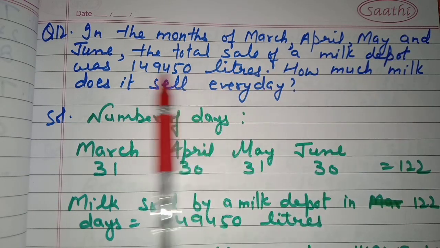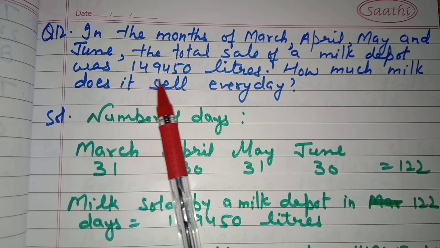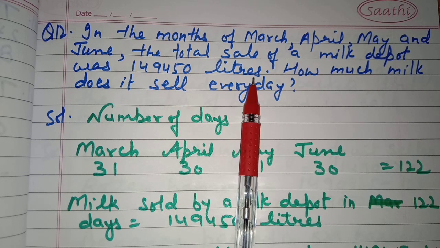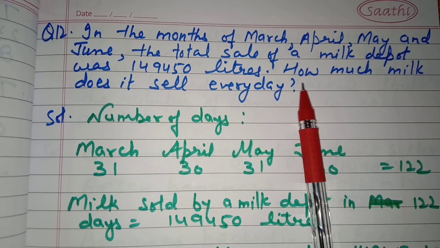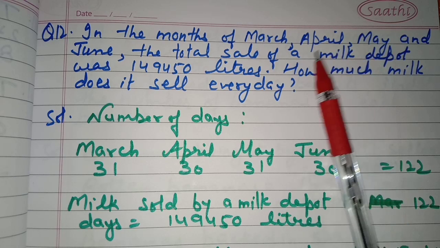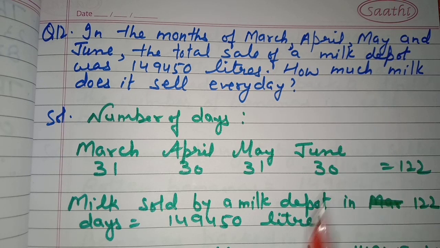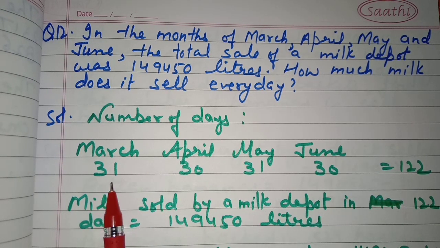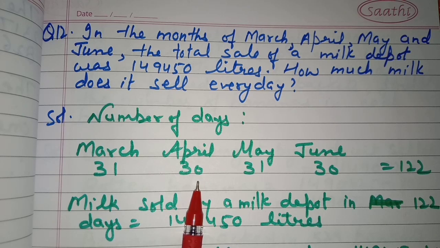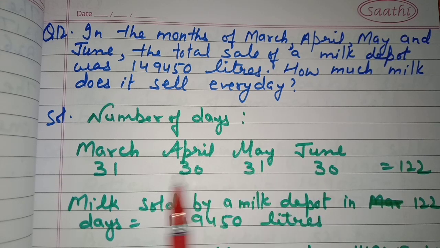Question number 12. In the months of March, April, May and June, the total sale of a milk depot was 1,49,450 liters. How much milk does it sell every day? So the milk sold in 4 months is given and we need to find the milk it sells every day, meaning one day. So first of all, we have to count the number of days. In March, there are 31 days. In April, we have 30 days. In May, 31 and June, 30. And the sum total of these 4 months is 122 days.